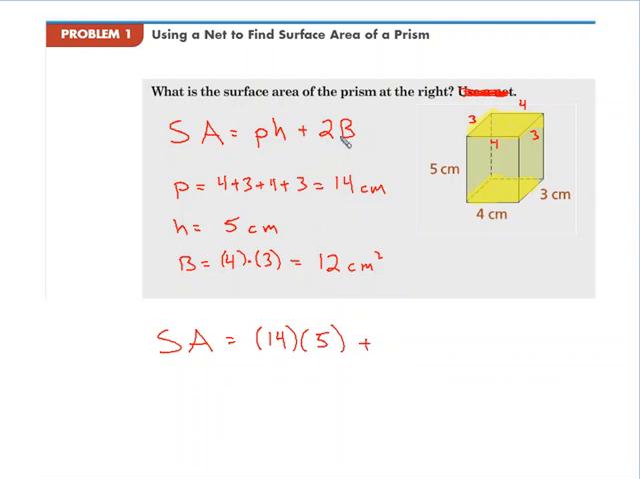And then 2 times the base, that's going to be 2 times 12. And you may or may not need a calculator to do the rest here. If you grab your calculator and multiply 14 times 5, you're going to find that that is 70. And that 2 times 12 is 24. So my grand total is 94. And this is area, so it should be in square centimeters.